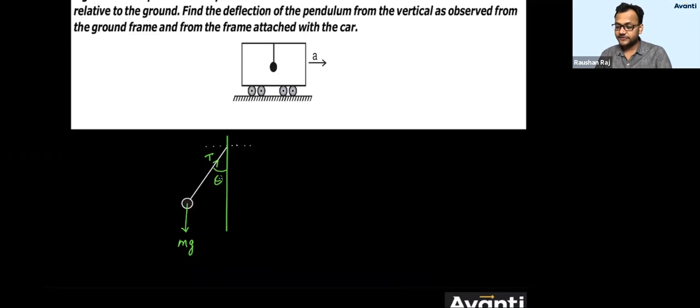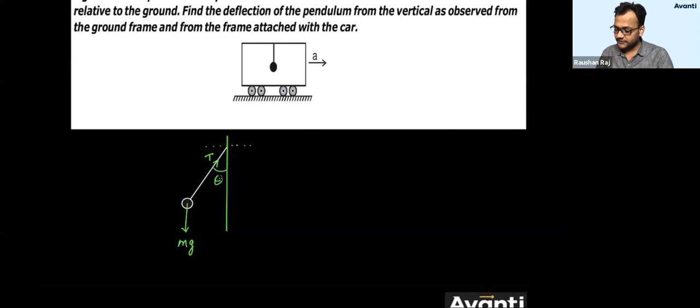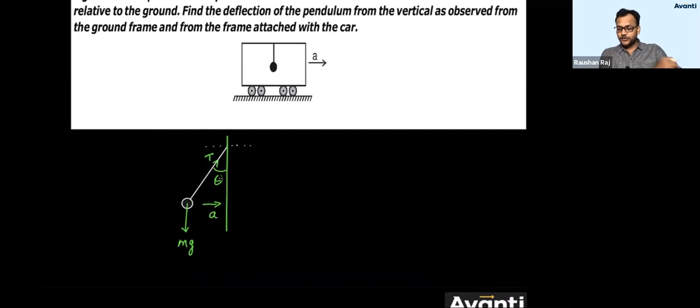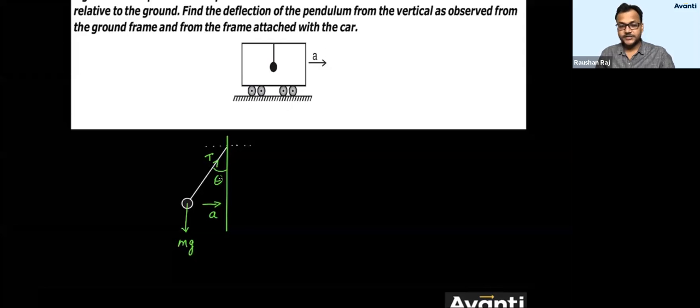And equilibrium condition with respect to this, but with respect to the car, sorry, with respect to ground, I would say this is actually moving with acceleration A towards right. So net force in rightward direction must be equal to m into A, right? But what about the net force in vertical direction?